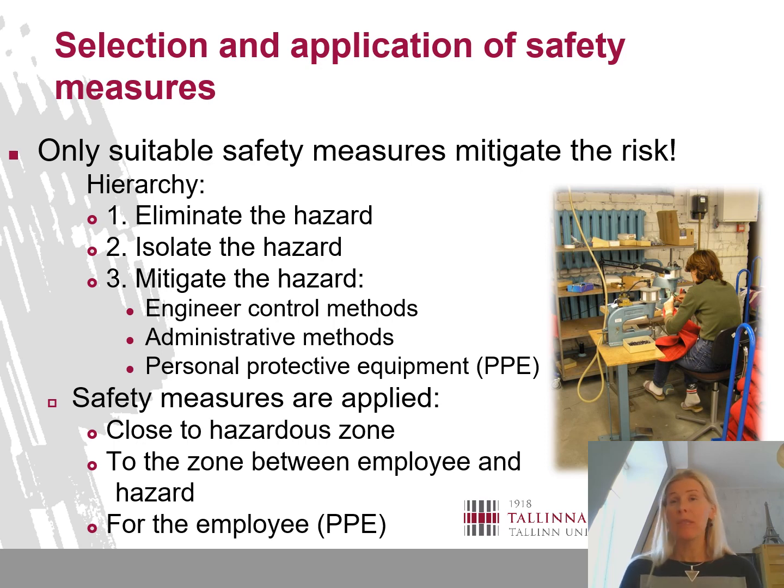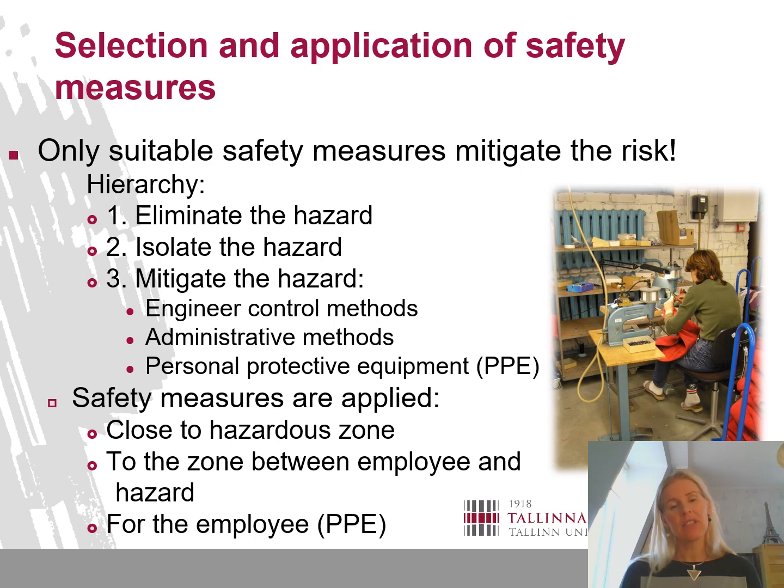But it may not always be possible, because sometimes the procedures are in place, it's too expensive, or the procedure just needs those chemicals. Then you can think whether there is a way to isolate the hazard. Maybe you can have a cabin for the chemical cleaning so that it's done automatically and the workers do not need to be exposed to this carcinogen. So this is isolation of the hazard. If that is not possible either, then you should think of mitigation of the hazards.